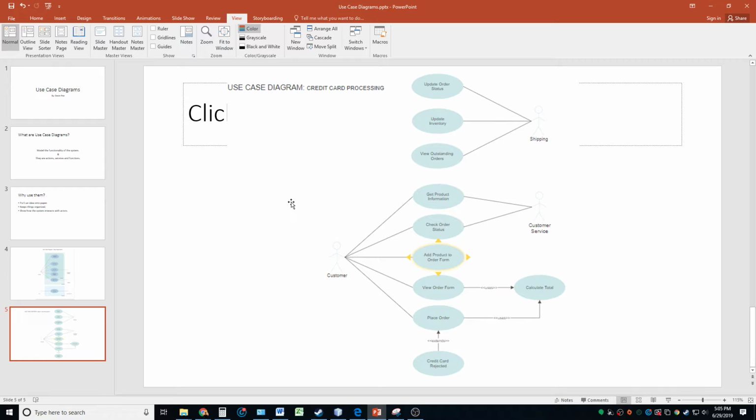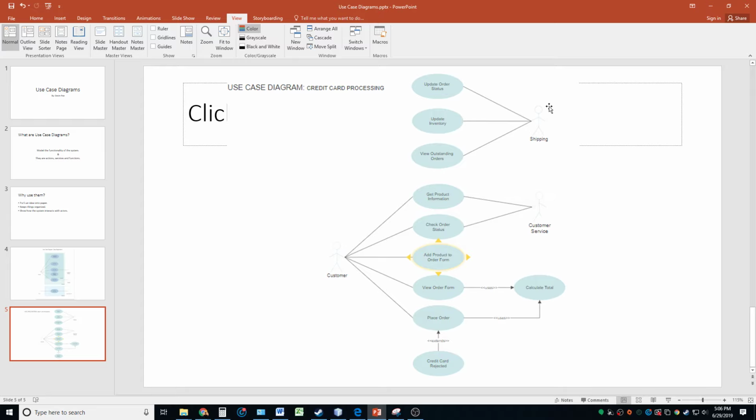Here's another one that's a little bit more complicated, but it's the same idea. It's a use case diagram for credit card processing. There's lots of different things that the customer is able to do here, and there's even an alternative path for the credit card rejection function, but like these two functions automatically will always access this other function, which is the calculate total.